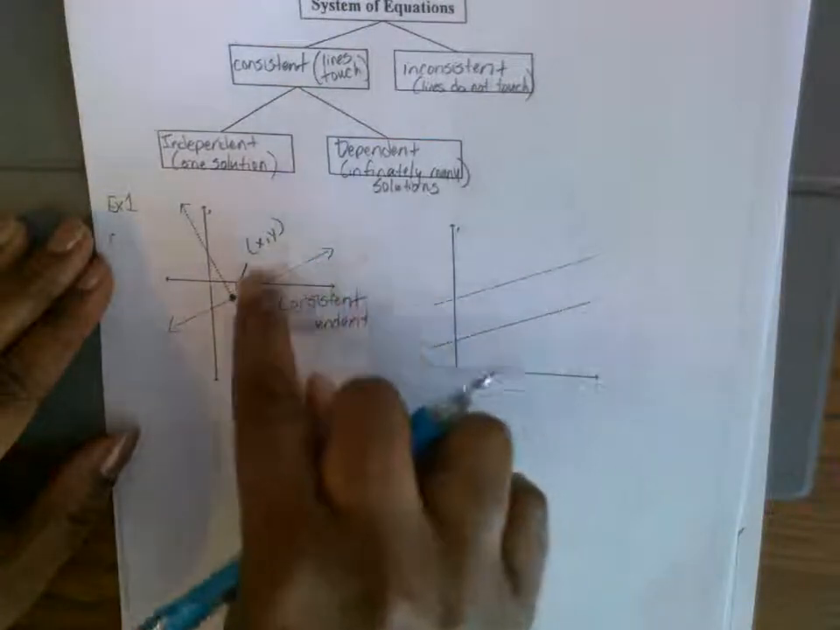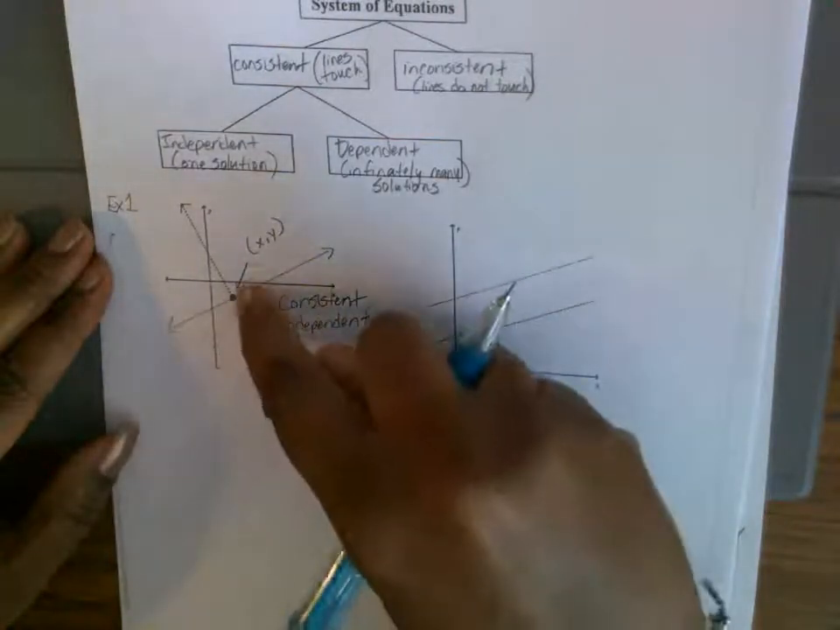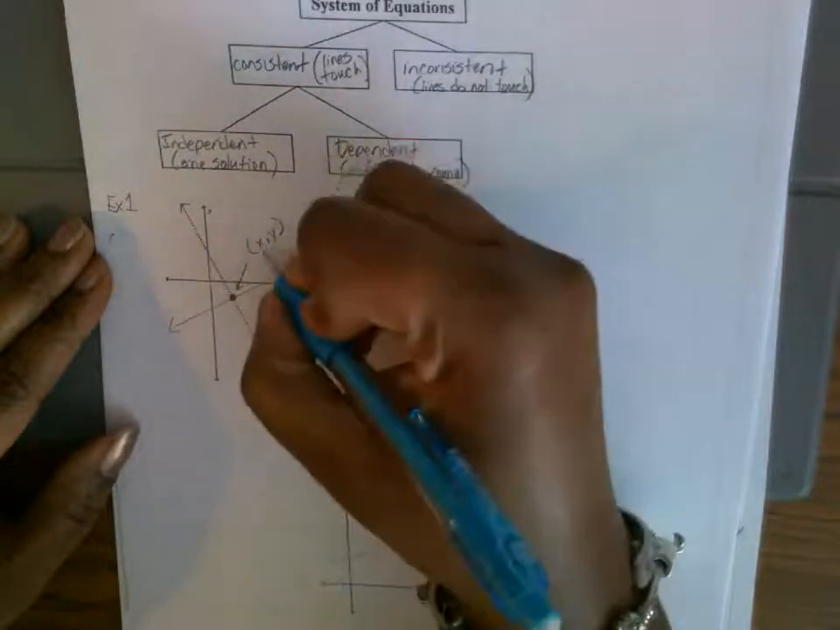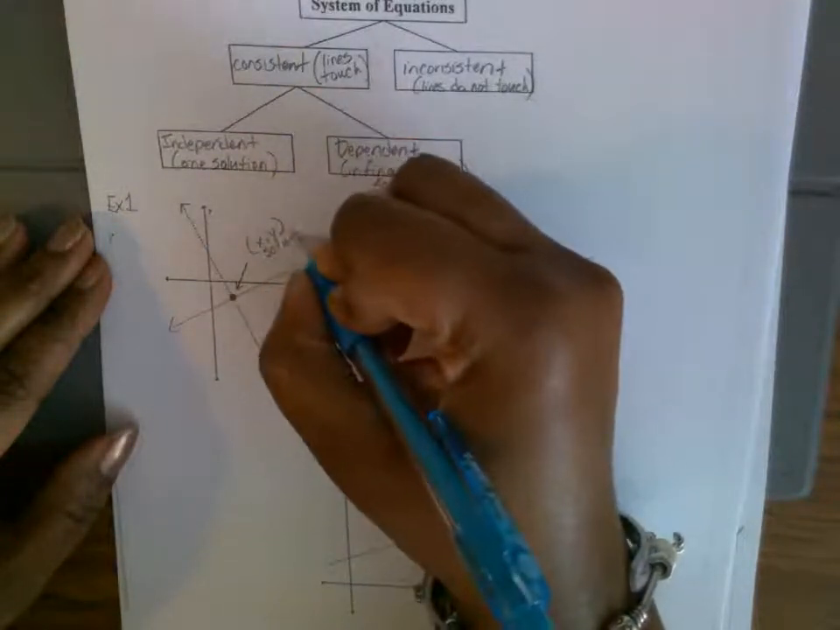This is what we do to describe the system. This actual point is going to be the solution.